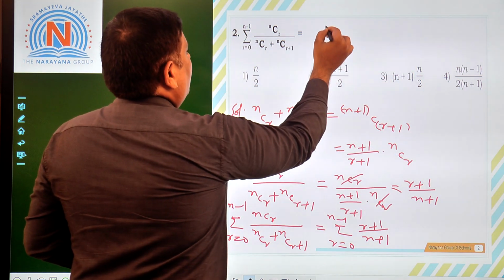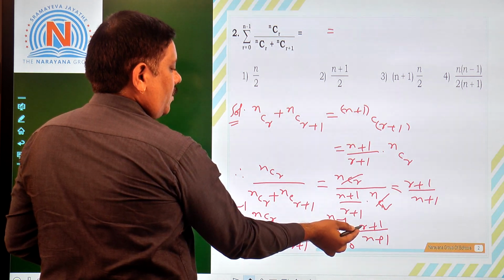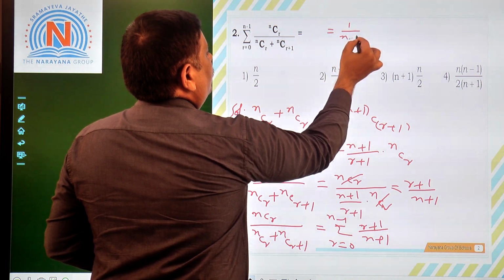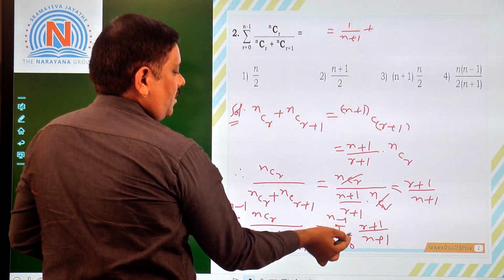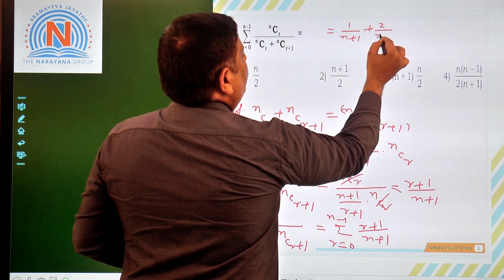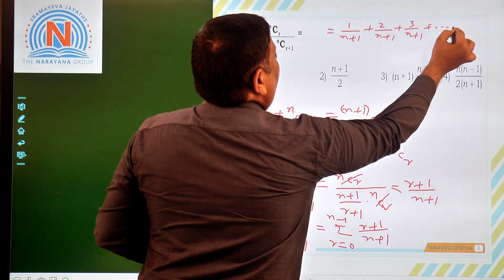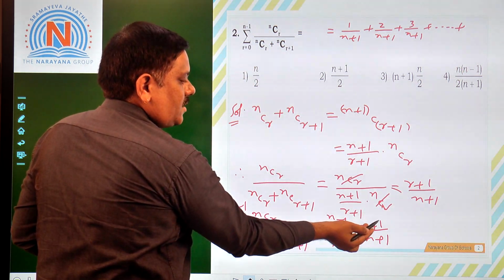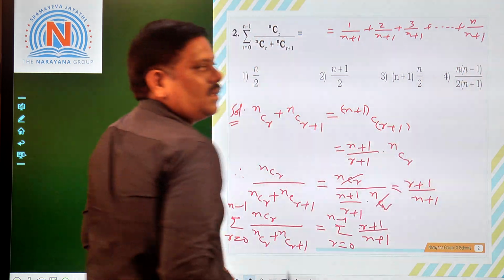I'll do it here. If you take r as 0, 1 upon n plus 1 is the first term. Plus if you take r equal to 1, that is 1 plus 1, which is 2 upon n plus 1. Similarly, we have 3 upon n plus 1. It goes on like that, and the last term will be r equal to n minus 1. If r is n minus 1, n minus 1 plus 1 is n, so n upon n plus 1. That's the last term.